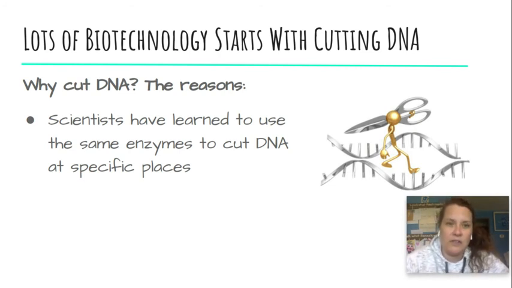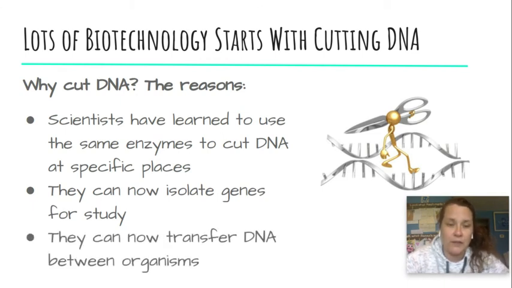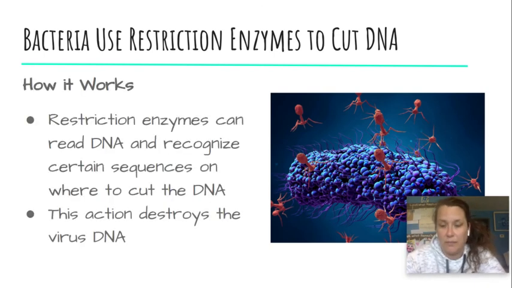But anyway, scientists have learned how to use those restriction enzymes to cut DNA in specific places, and they can now isolate genes for those studies and transfer DNA between organisms. So cut the DNA from one organism and then put it in the other. There's lots of examples when we talk about genetically modified GMOs. Those are all where a piece of DNA from one organism was put into another. And it's usually to make it better.